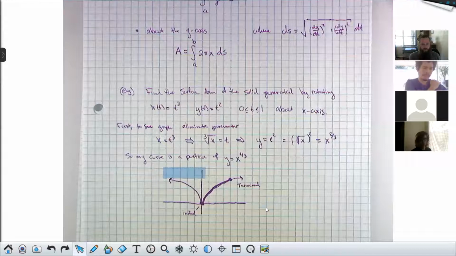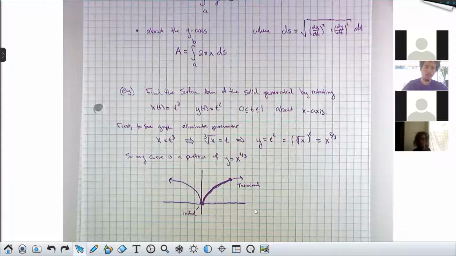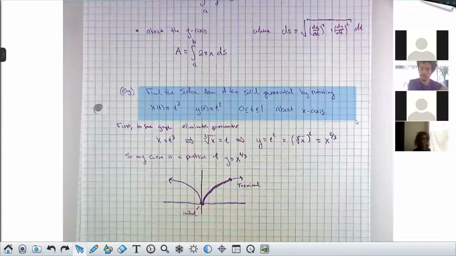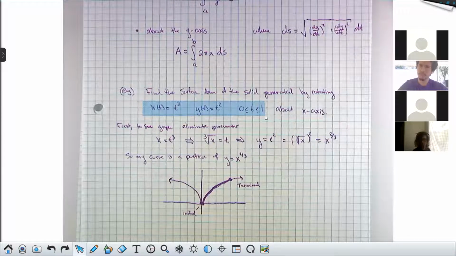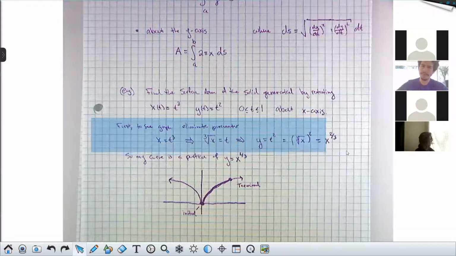I looked up as I was sketching this graph and realized you all weren't here anymore, which meant that I got booted. So let's return to where we were. So we're trying to find the surface area of the solid that's generated by rotating these parametric curves, or the curve generated by these parametric equations about the x-axis. In order to help us get a picture, we were eliminating the parameter t to see what sort of graph we had.